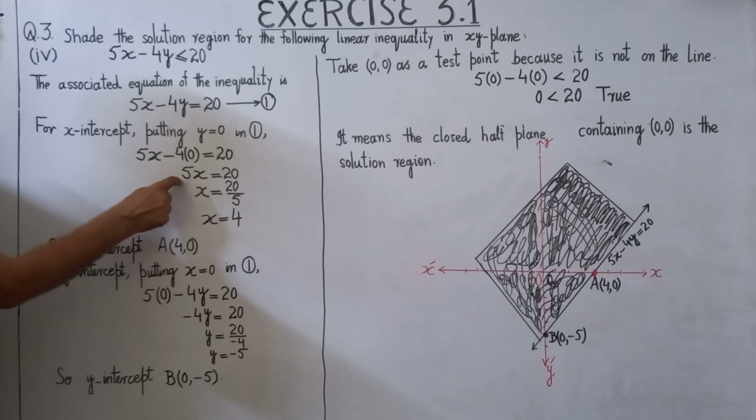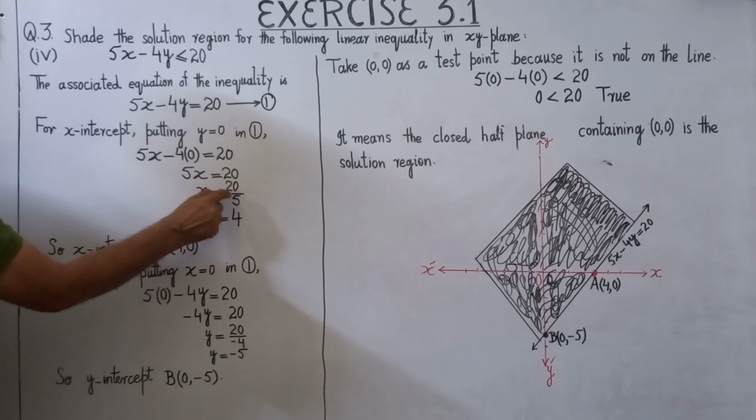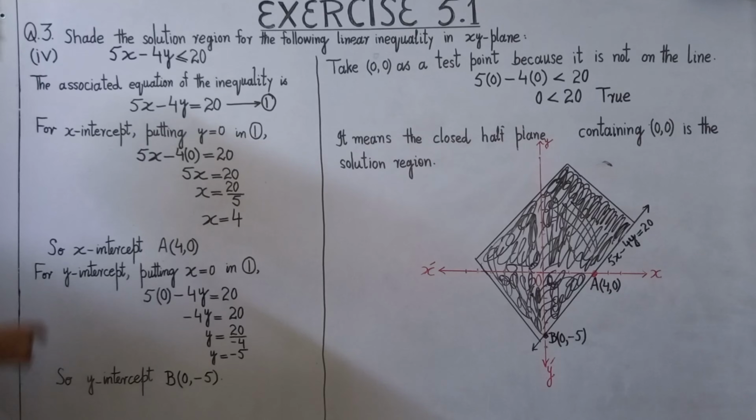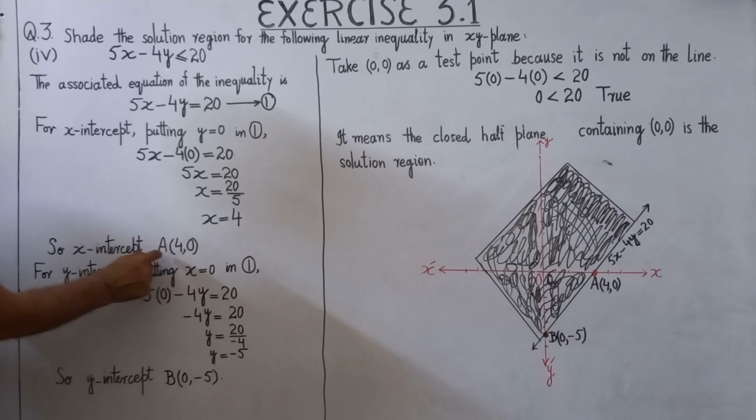Dividing both sides by 5, 5x over 5, 5 cancels with 5, x. 20 over 5, 5 fours are 20. x is equal to 4. So x-intercept is point A.